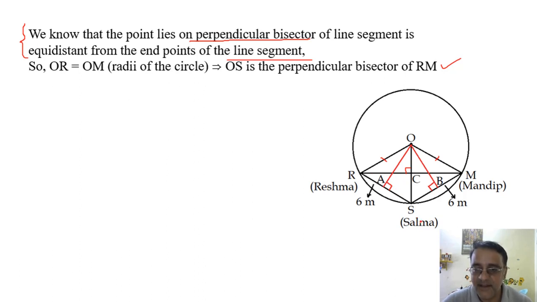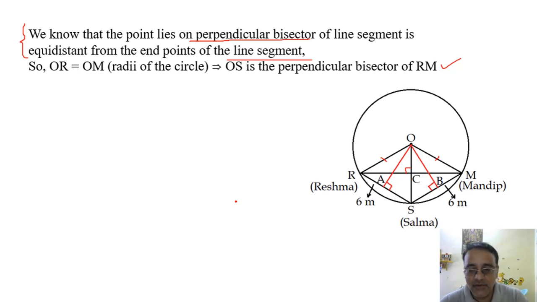ठीक है. अभी यहाँ पे एक triangle है ORS. What is the area of ORS? How will you calculate the area of ORS? Tell me. Half into base into height. How? Which is the base and which is the altitude? Sir, base is OS and height is RC.